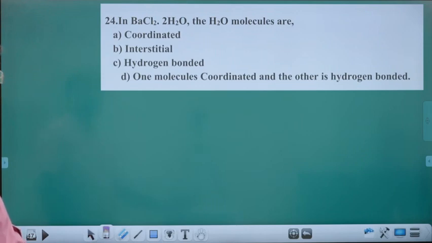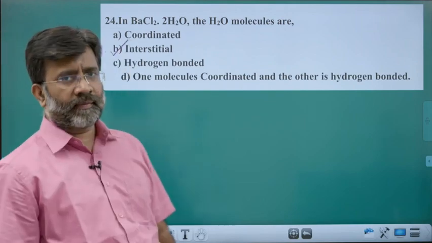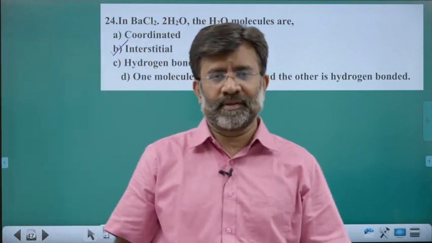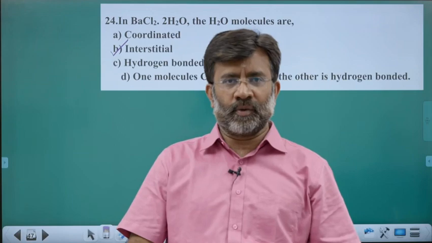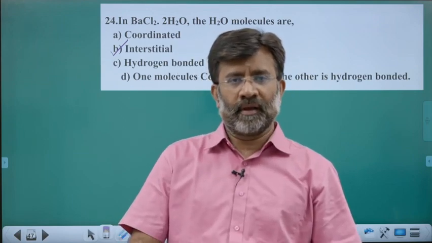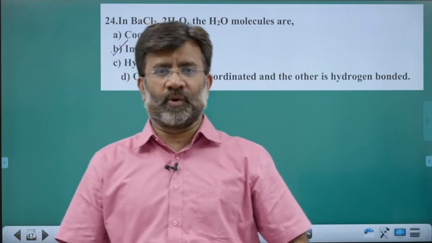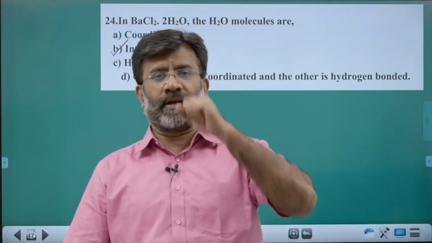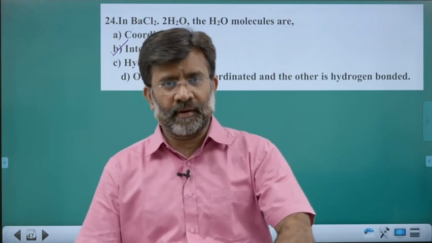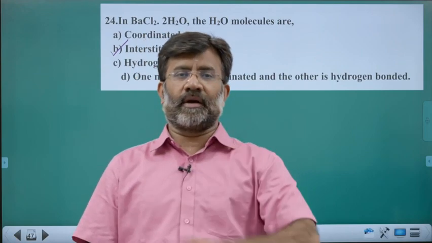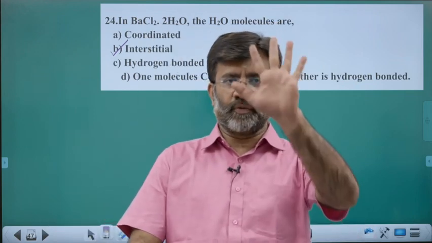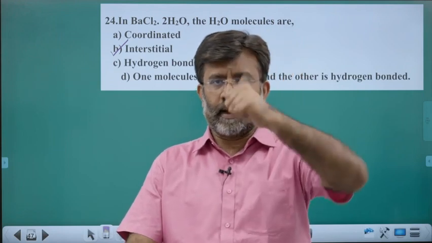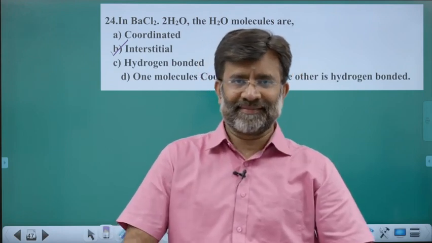Barium chloride dihydrate, the water molecules are interstitial. There are coordinated water molecules. See, water of crystallization is referred to in the textbook. Go through that. Coordinated water molecule, interstitial water molecule, and hydrogen bonded water molecule. In complex molecules, it is a coordinate bond. The example given in the textbook itself is barium chloride dihydrate. It is interstitial. While if you take copper sulfate, out of 5 water molecules, 4 are coordinated and 1 is hydrogen bonded. Refer to the text.